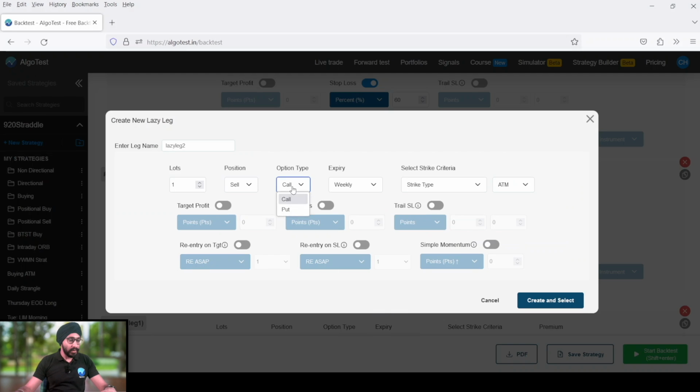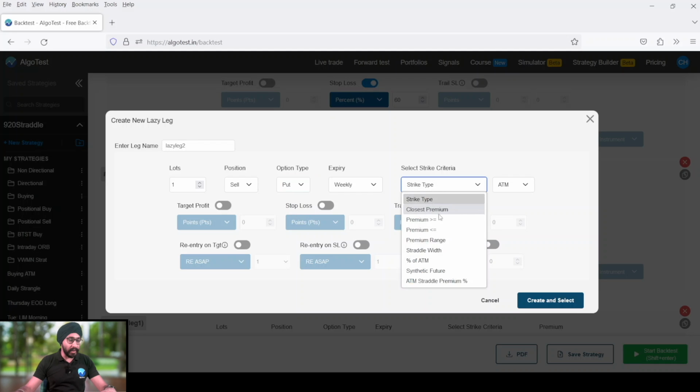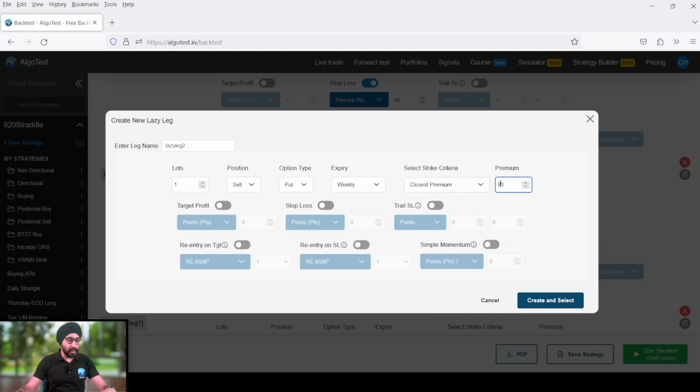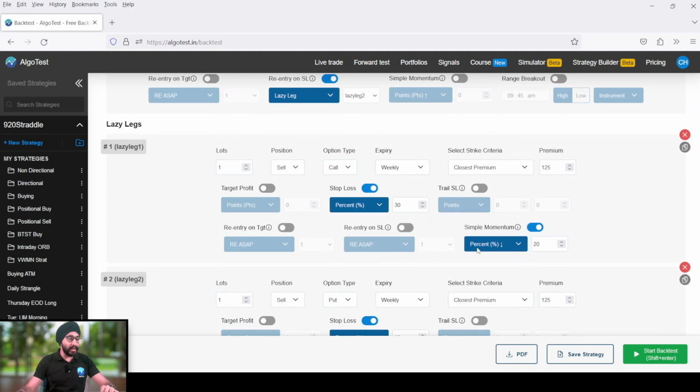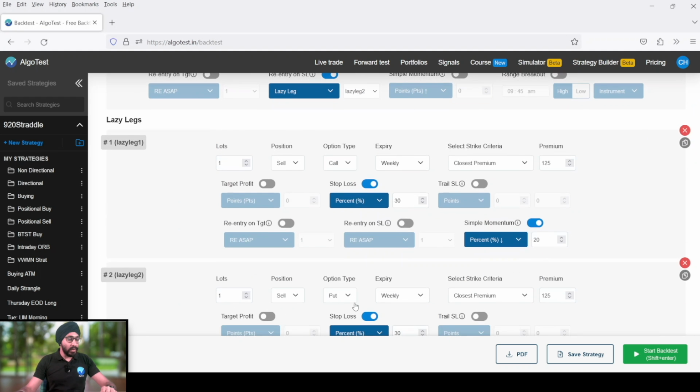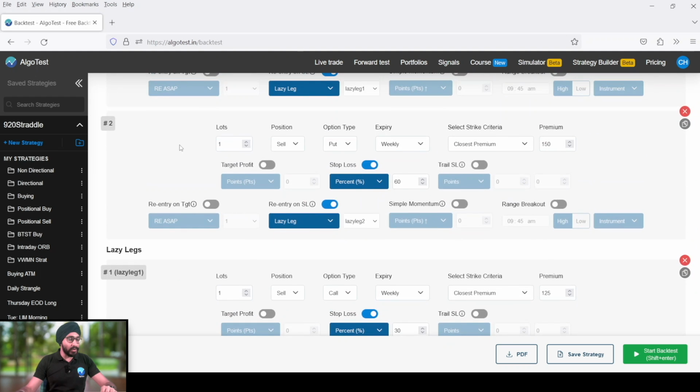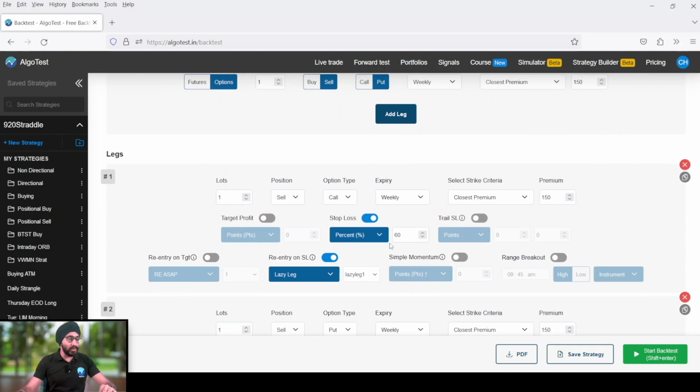So we'll set it up like this. I want to sell the 125 put. Stop loss is 30%. Only sell this only and only if the price reduces by 20%. So this is my lazy leg 2. My lazy leg 2 is associated with my leg 2, and my lazy leg 1 is associated with my leg 1. It's written right here.